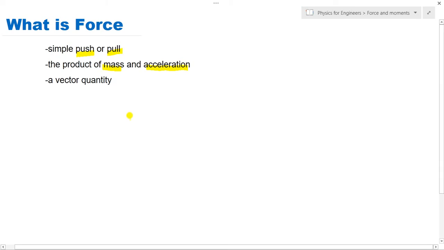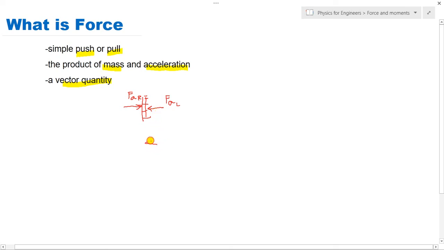Now force also is a vector quantity. Why? Because if you push or pull something, of course there is a direction. Like, for example, you push this wall to the right, so therefore you have a force to the right. And then you also push the wall to the left, of course you have a force to the left. So therefore force is a vector quantity. It has both magnitude and direction.